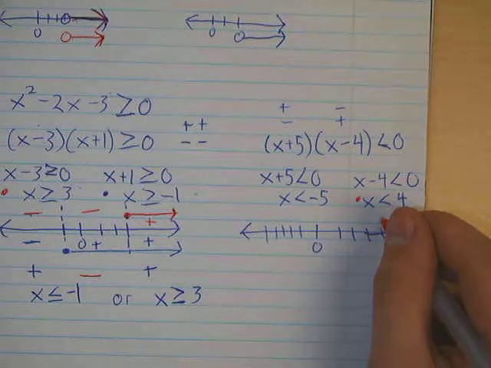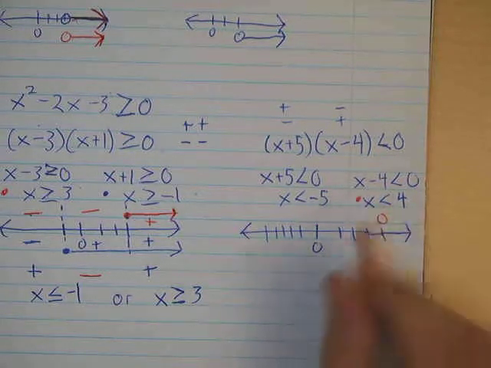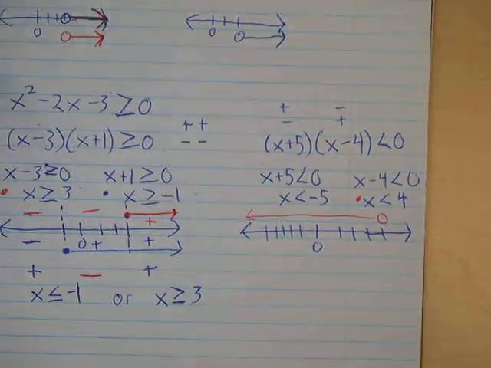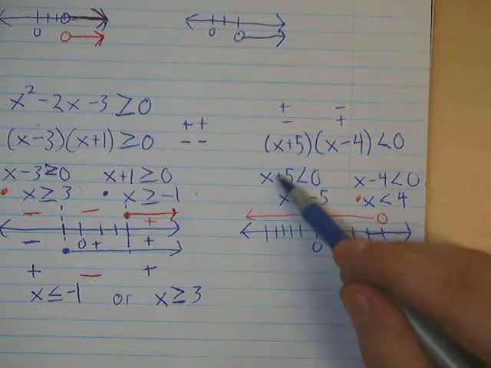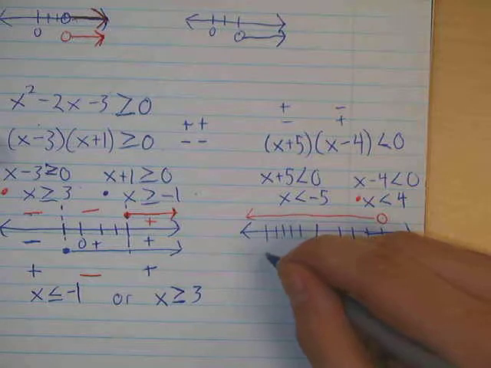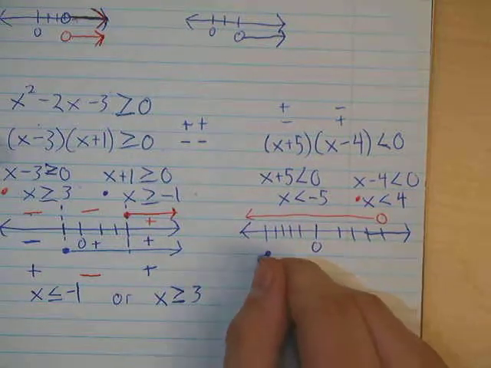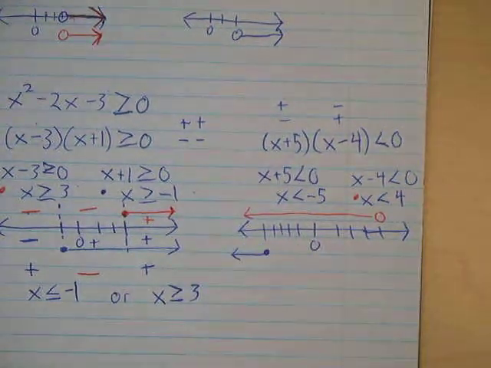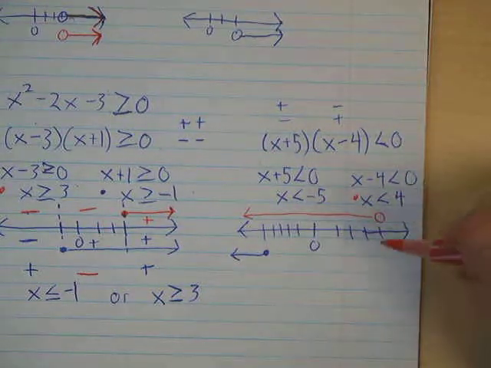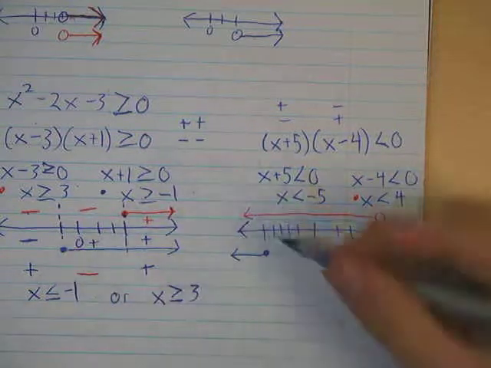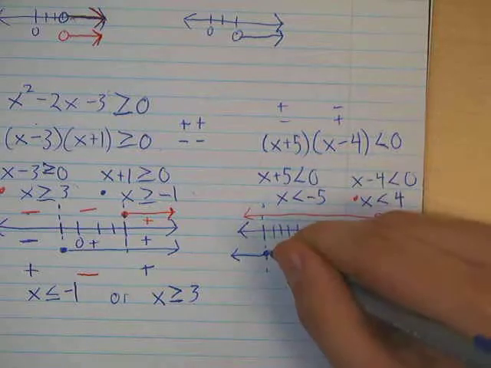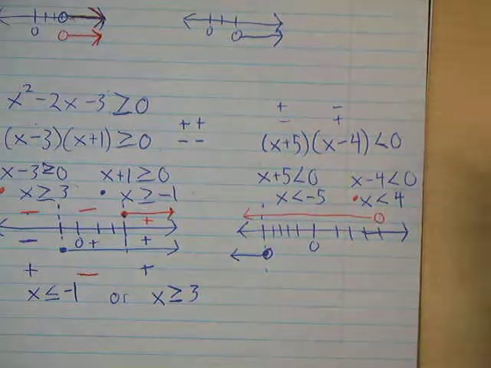There we go. And let's go ahead and do this one in red. And this one will be in blue again. So x is less than 4. Less than, not equal to, so I have an open dot at 4. And an arrow going all the way out this way. Notice now my arrow represents where this expression is a negative, not a positive anymore. And an arrow going out that way, for my x is less than -5.